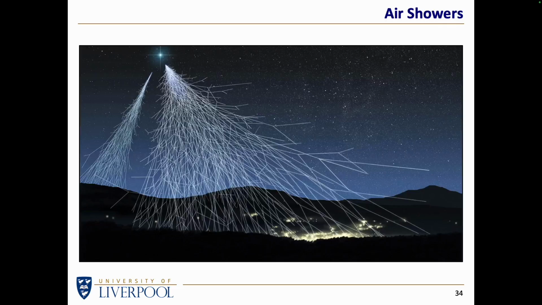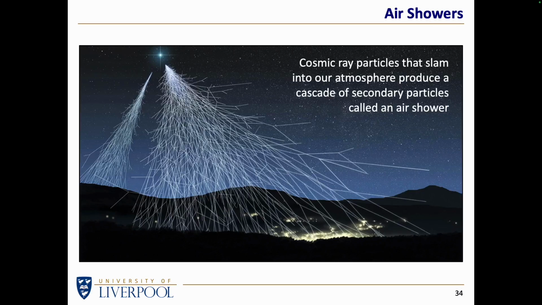We now know that they are actually particles coming from some source, which we'll deal with later, and when these particles hit the atmosphere, they produce a shower. In other words, there's something coming in from outside the Earth's atmosphere. When it hits the Earth's atmosphere, whatever these particles are, they smash into oxygen or nitrogen or whatever else they can find, and they produce a cascade of secondary particles according to this sort of artist impression. This cascade of secondary particles is called an air shower.